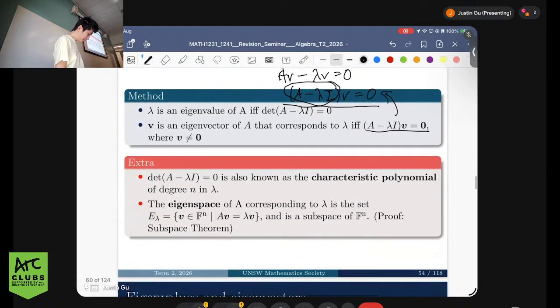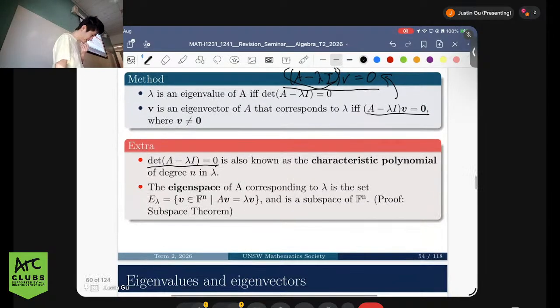This determinant is also known as the characteristic polynomial of degree n in lambda, right? For any square matrix, if you calculate this determinant, you will get a polynomial in terms of lambda, and its degree will be n. You can prove that just by writing out the whole thing and calculating its determinant, but that's a lot of work and not particularly interesting. You can prove it by hand by expanding out an n by n matrix.